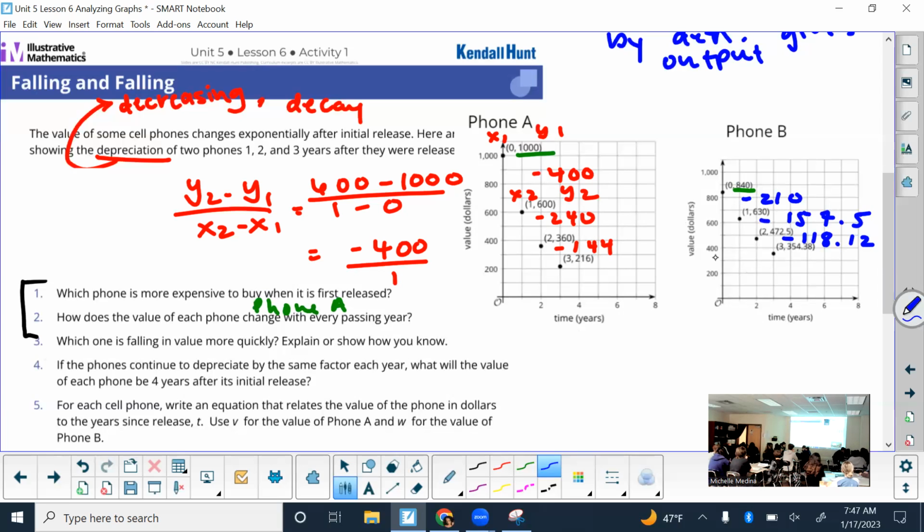They do look pretty similar, but it does look like phone A is a little more steep. So visually, you might be able to tell. To know for sure, you might have to do it mathematically. So I would put in my notes, to see which one is falling in value more quickly, I would say calculate average rate of change overall.